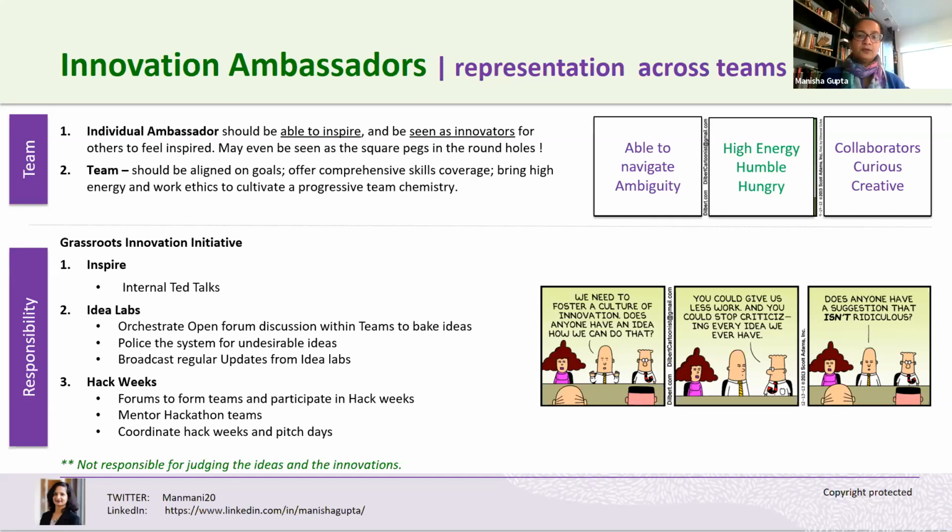Because what we're trying to do is navigate ambiguity. Nothing is super clear, right? You have a very clear mission. We need to remain humble and high energy, because if we lose it, everybody else will lose it. We are the agents of change, and we need to be collaborative and curious. These are terms that come up when you talk about innovation, right?